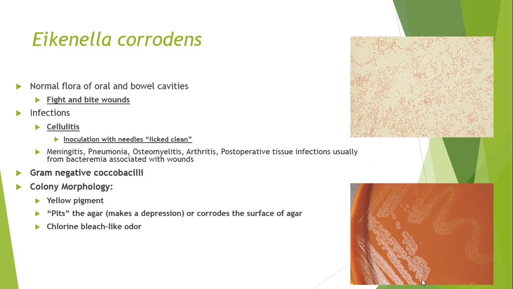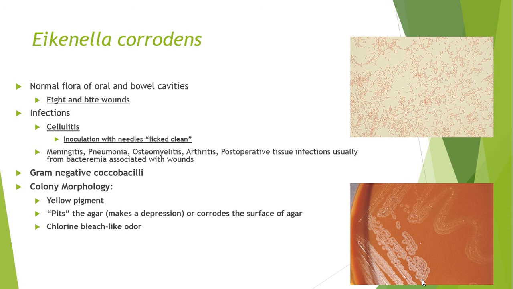Eikenella corrodens. Think of this guy, fight and bite wounds. If someone gets in a fight and you punch somebody in the mouth, you can get Eikenella on your knuckles because it's normal flora in the mouth. And so when you jab them in the mouth, you get an infection or cellulitis. Drug users will lick their needles clean, a horrible habit, and they'll get cellulitis where they inject the needle because of that mouth flora that they're injecting.